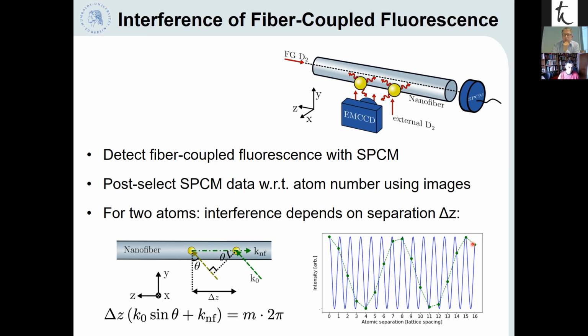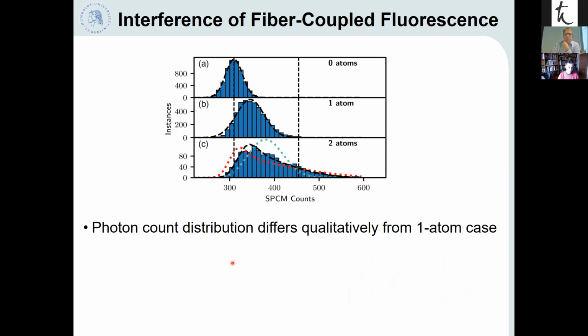So the first thing we looked at now is simply the SPCM data here without atoms, with 1 atom, and with 2 atoms, irrespectively of the distance between the 2 atoms. And you will see that we can already learn something from this measurement. So I show you here the histogram of our detector counts for 0 atoms, and you see that we have a background for 0 atoms around some mean value of 300 SPCM counts, and then if there is an atom, you see that the histogram is shifted to higher counts.